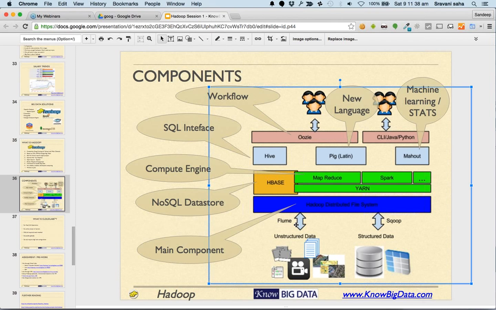So in the Hadoop Distributed File System, you have multiple nodes which are connected together, and you store data on all of these computers. If one computer goes down, your file system remains intact. It doesn't impact at all. So the Hadoop Distributed File System is the baseline for the whole ecosystem.